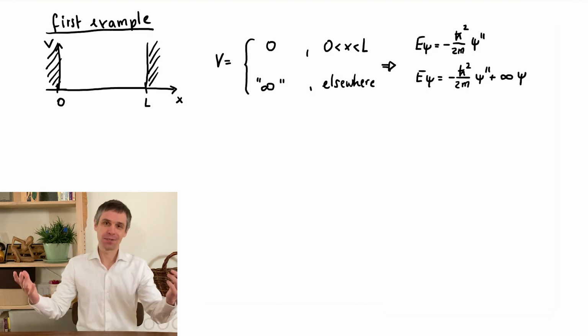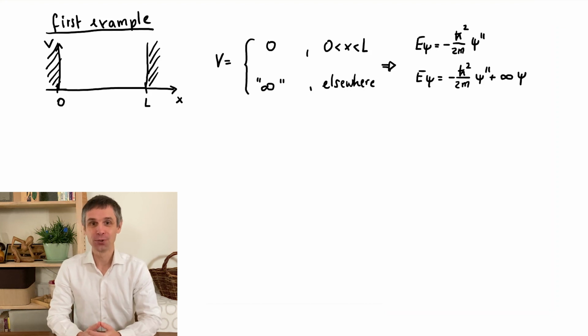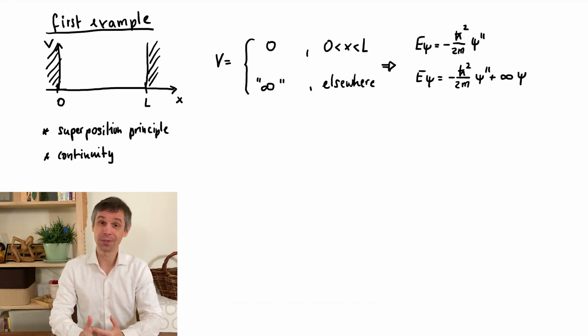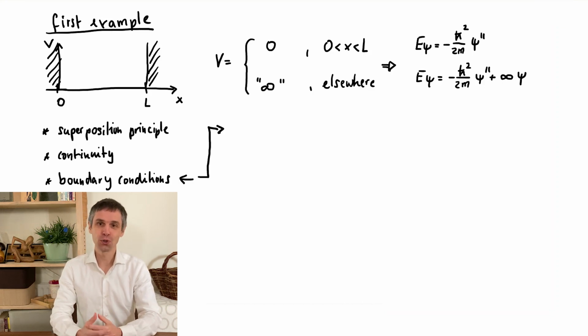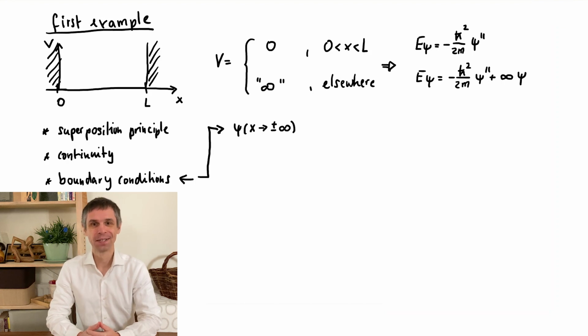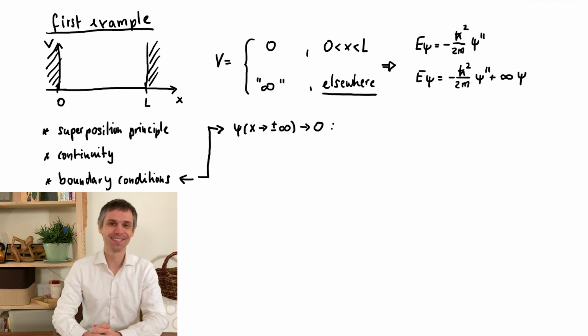So next we list the three main mathematical features that we need to adhere to, as introduced in the previous segment. This is the superposition principle, the continuity requirement on the wave function, and the boundary conditions. For the problem here, it is easiest to start with the last one, the boundary conditions. We look for solutions where the wave function drops to 0 at very large distances. But that's far inside the walls, where we better never find the particle.